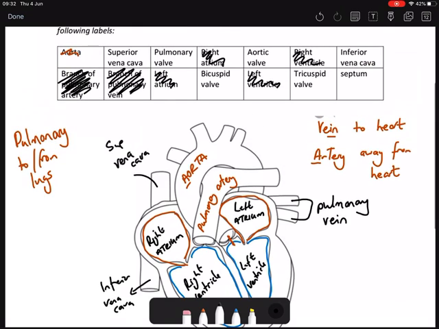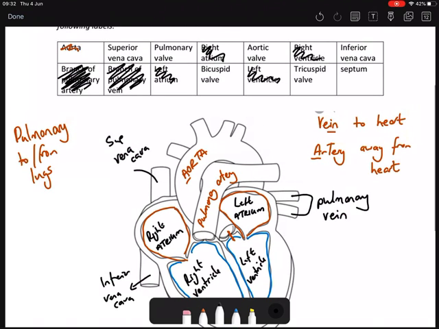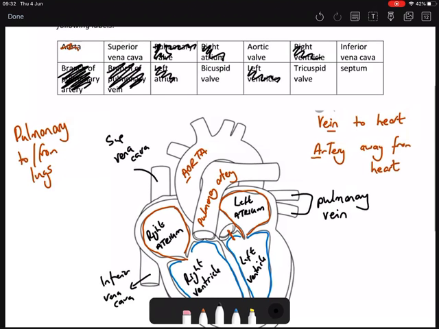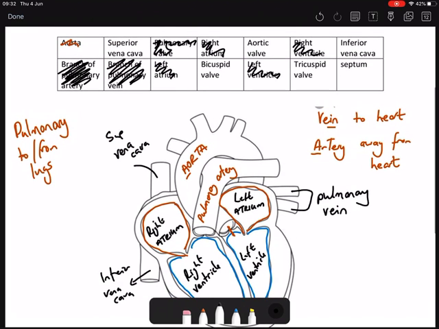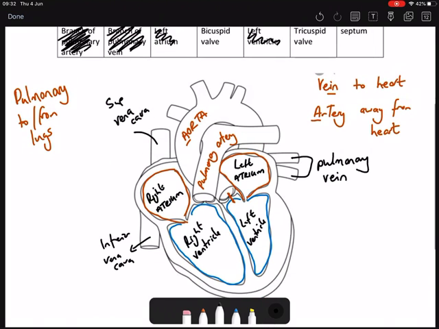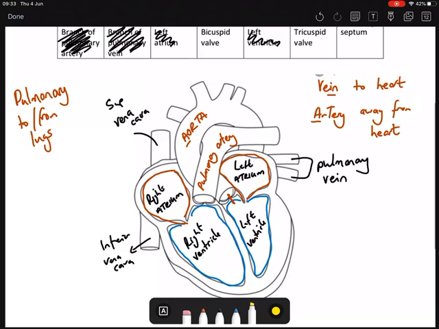And you will need to be able to write this in a full paragraph, the flow of blood through the heart. Let's have a look at some of these other words we have here. We've also got rid of this one. Now the septum. This is a really easy one. This here is a septum. It is the divide between the left and the right of the heart.